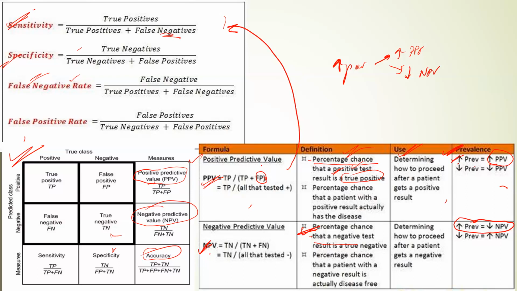The last part. Okay, so remember, to put it simple, a high disease prevalence is associated with a high positive predictive value and a low negative predictive value. Obviously, if positive is high, the negative will be low, isn't it? So this is what they ask you in the exam more commonly.